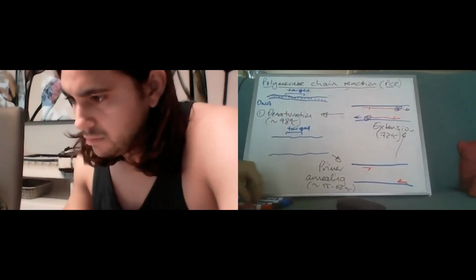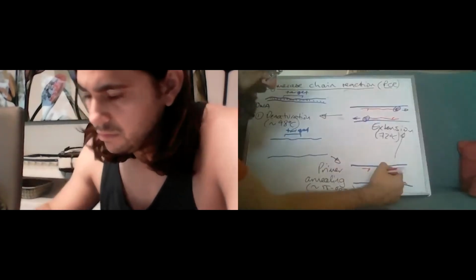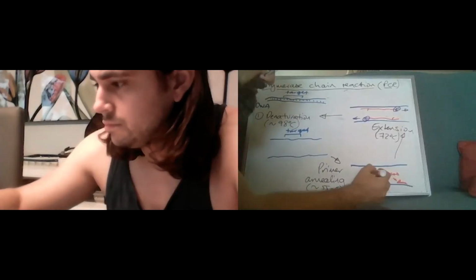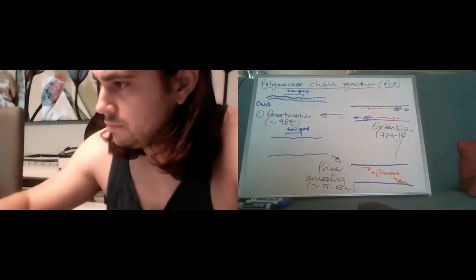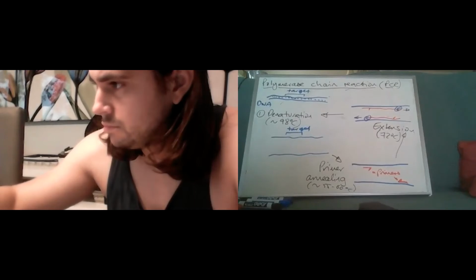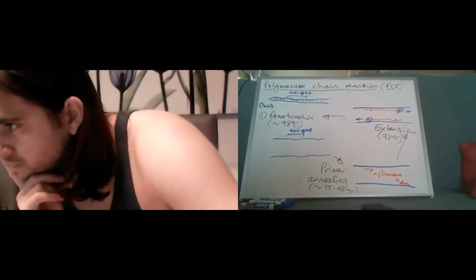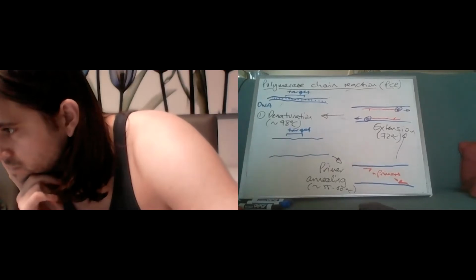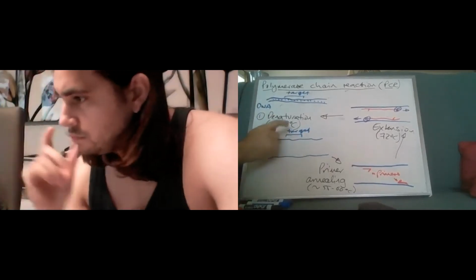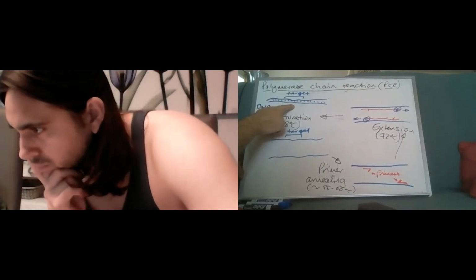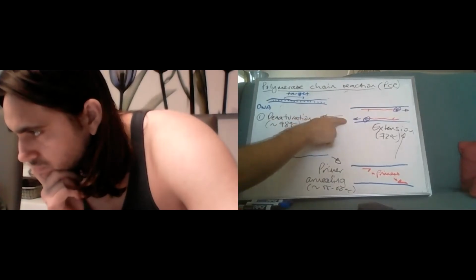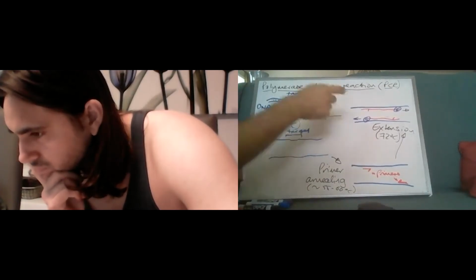And let me just label these. These are the primers. So basically, after one round of PCR, you've gone from having one copy, which is your original template, and you've gone through the whole process, and now you have two copies of your target.